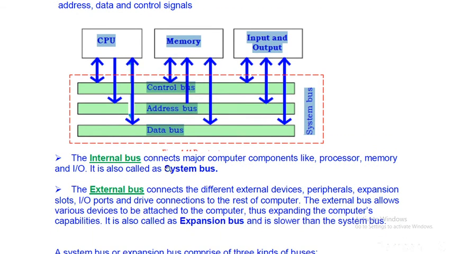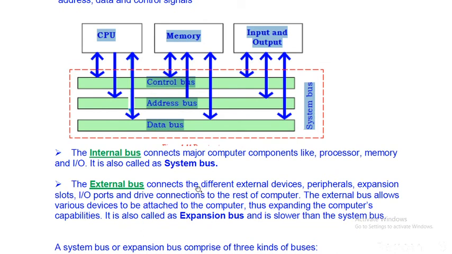Internal bus connects major computer components like processor, memory, and input output. It is also called the system bus. So what do we mean by external bus? External bus connects the external devices, peripherals, expansion slots, input output ports, and drive connections to the rest of the computer. Outside the system, suppose we are connecting a mouse, printer, or scanner, we require an external bus. Internally we connect with the internal bus. The external bus is also called the expansion bus and is slower than the system bus.